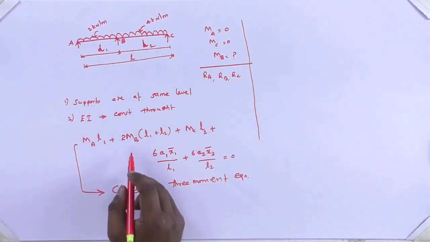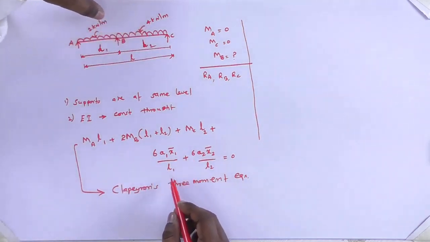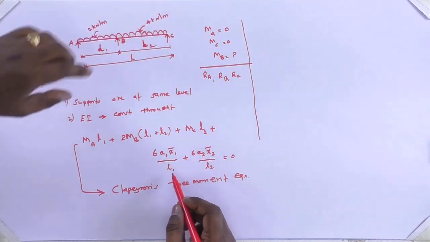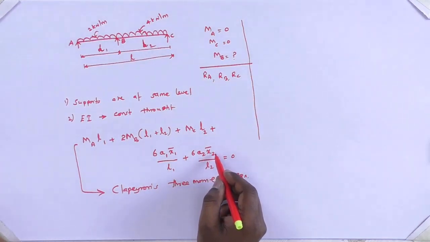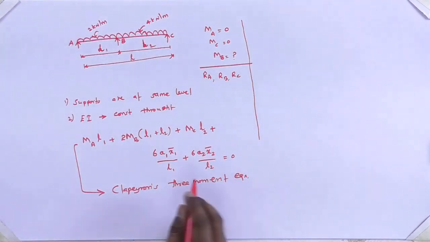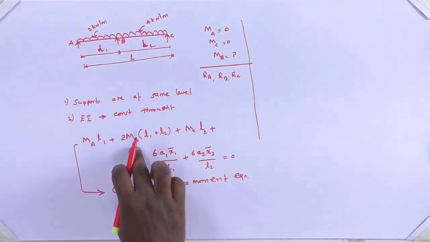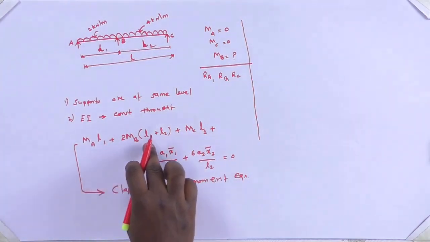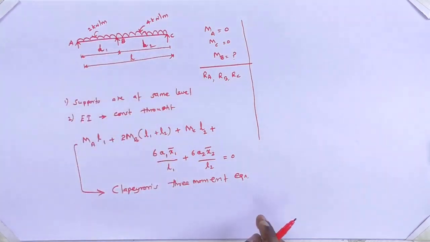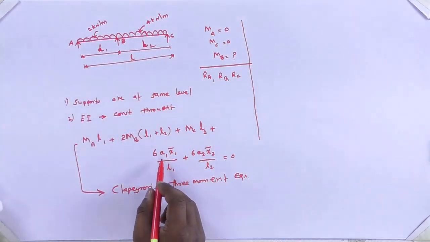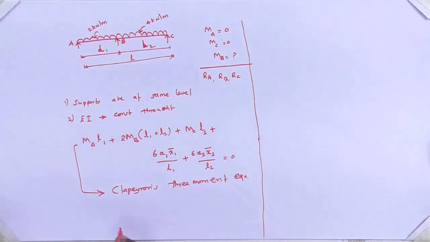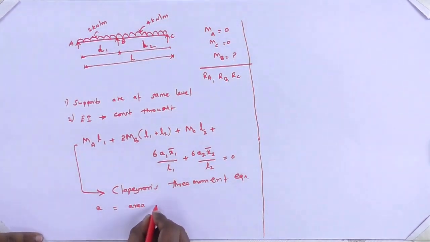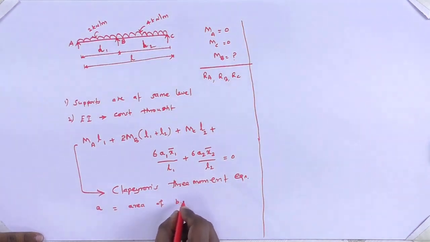Okay, MA into L1 plus 2MB into L1 plus L2 plus MC into L2 plus 6 into A1 x1 bar divided by L1 plus 6 into A2 x2 bar divided by L2. So here MB is called the moment at point B, MC the moment at point C, and L1 and L2 are represented here itself. And the unknown things are this A and X bar. What is A and X bar? Here A is called the area of the bending moment diagram.